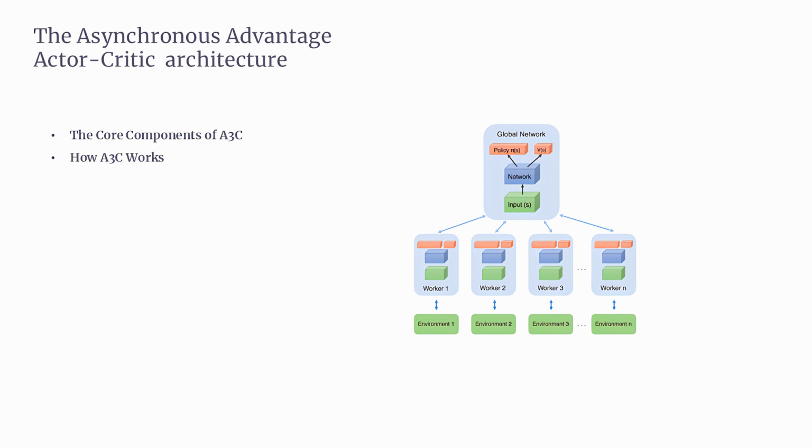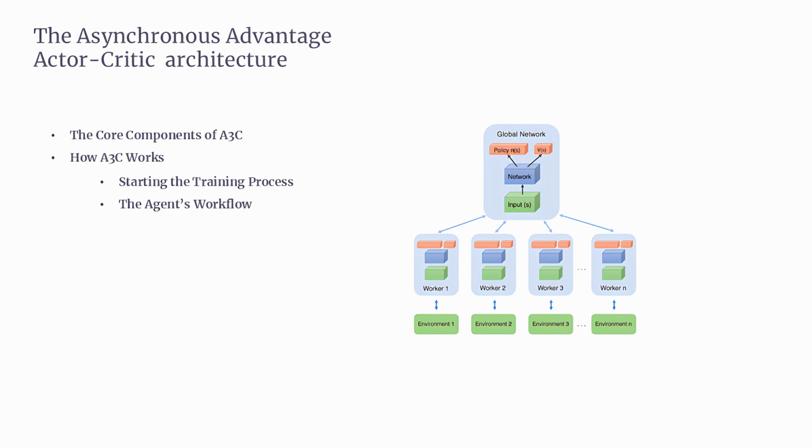The second, how A3C works. 1. Starting the training process. A global network is created, which serves as the main model. Each agent gets a local copy of this network to work with. 2. The agent's workflow. Get the latest model parameters from the global network. Interact with the environment for a set number of steps, collecting experience.